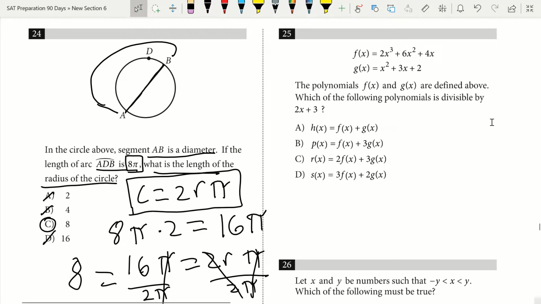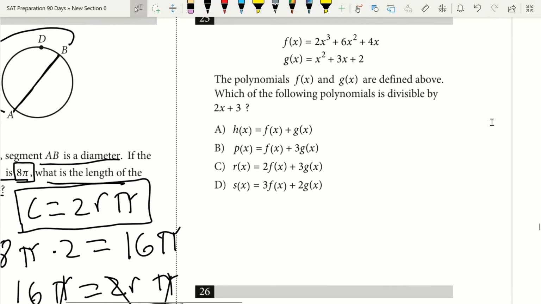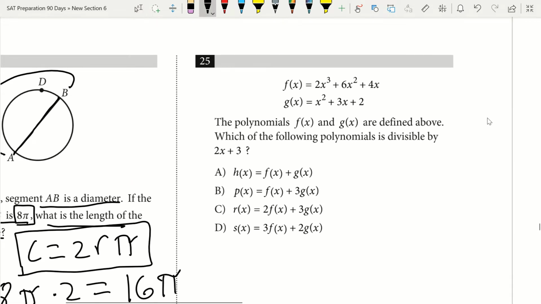All right, 25. Okay, 25 looks very complicated at first. It's not as complicated as it looks, and you may think at first that you're going to have to go A through D, and you actually don't, and I'll show you why here in a minute. So we have the polynomials f of x and g of x defined above. Which of the following polynomials is divisible by 2x plus 3? If something is divisible by 2x plus 3, then that means 2x plus 3 is a factor of it, okay? So we need 2x plus 3 to be a factor of one of the equations in options A through D.